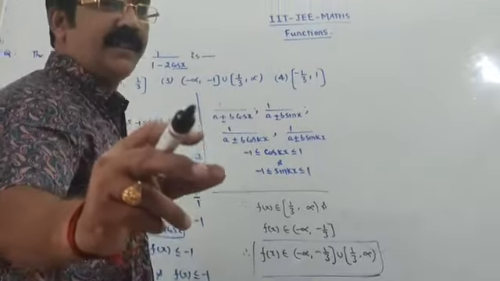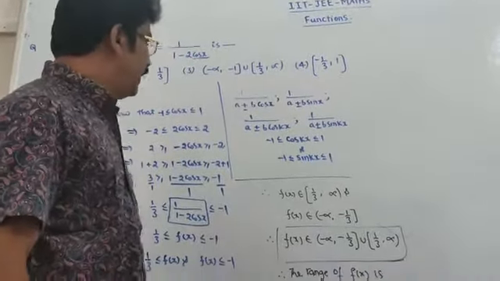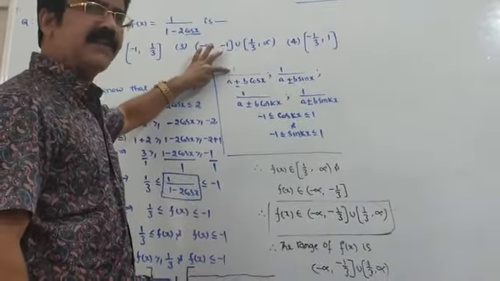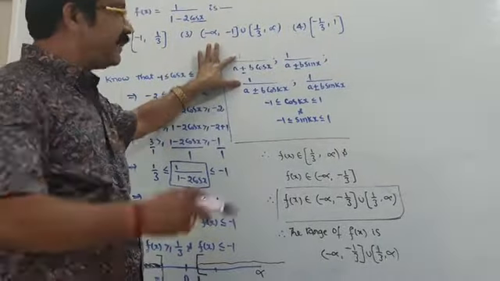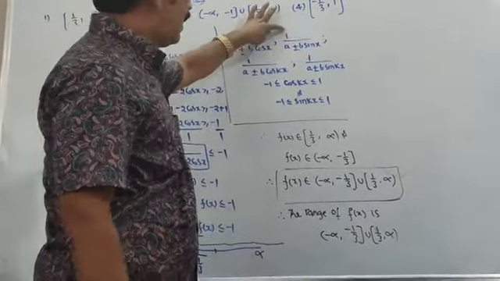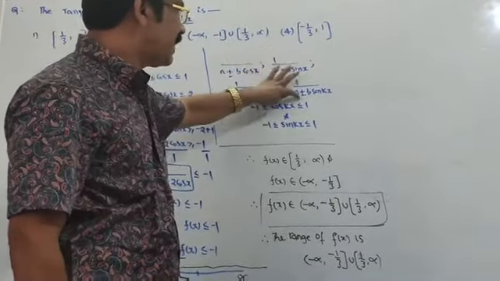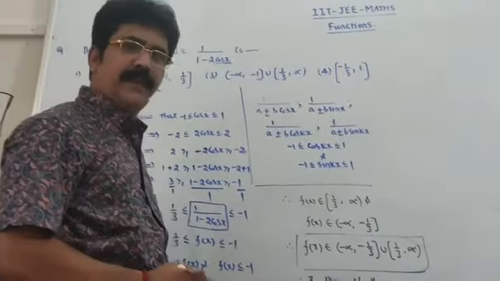So this is the procedure of finding the range of the given function, which is in the form of either 1 by a plus or minus b cos x, or 1 by a plus or minus b cos kx, or 1 by a plus or minus b sin x, or 1 by a plus or minus b sin kx. This is the procedure. Okay.